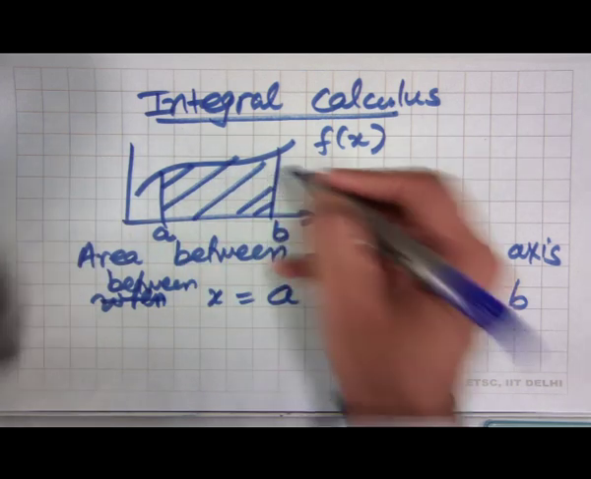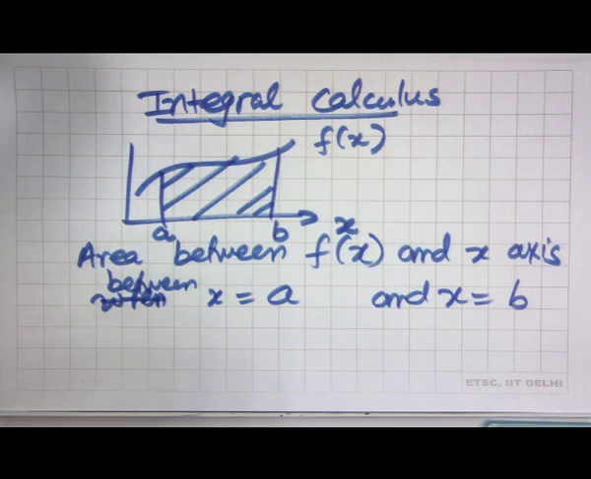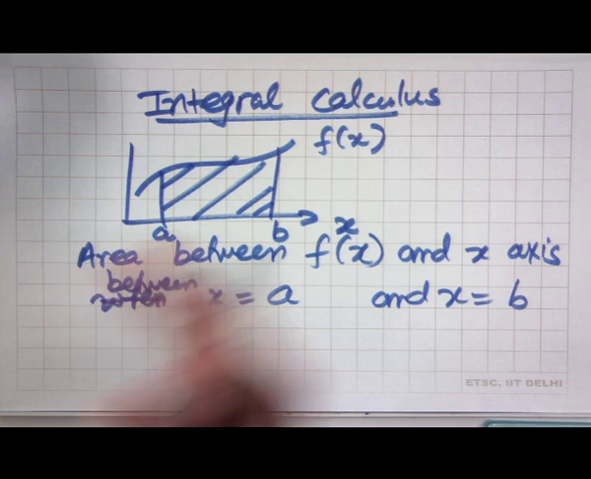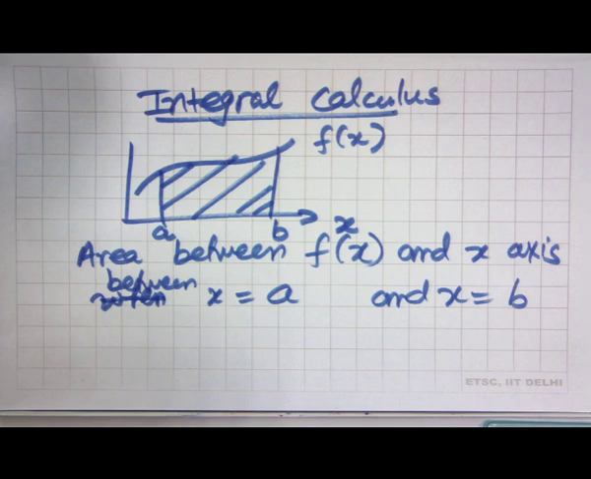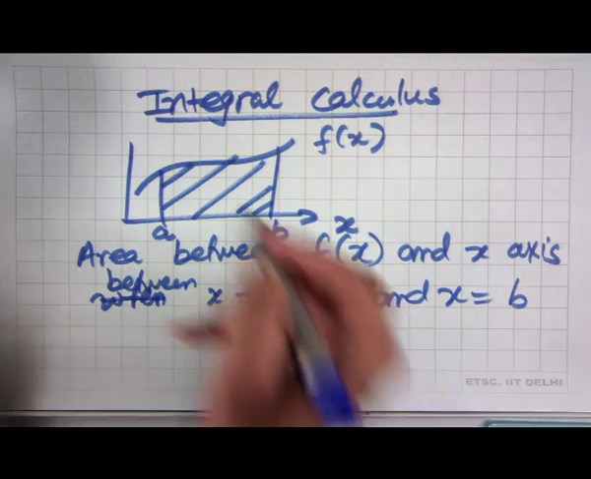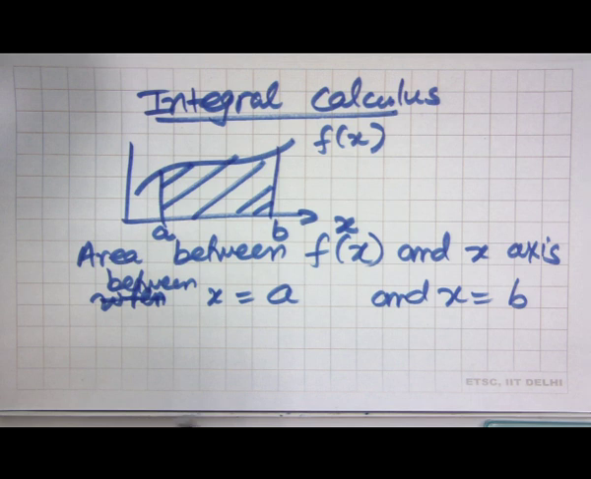We want to find the area of this shaded portion which lies between the x axis and f x, and on the left side we have the limit x is equal to a, on the right side x is equal to b. Clearly, if f of x is a straight line, then the area will be the area of a rectangle, which we can easily work out. But how do we work this out if this is a general curve f of x?